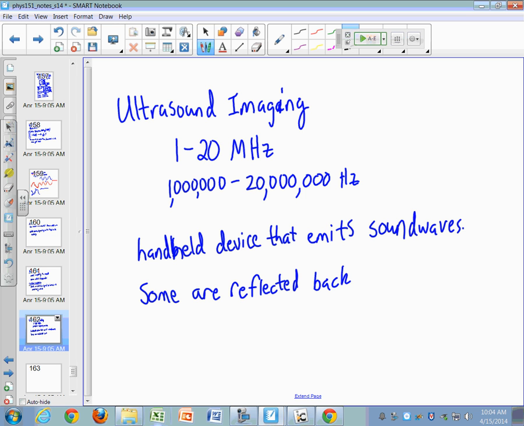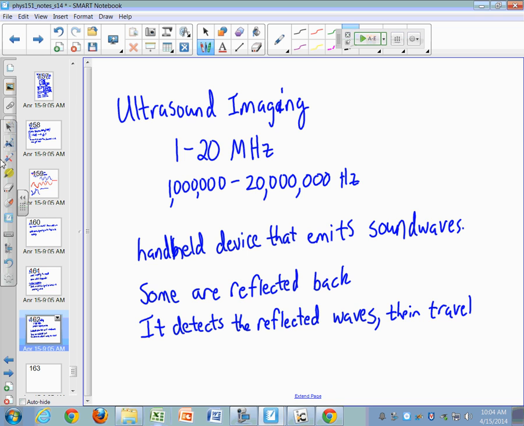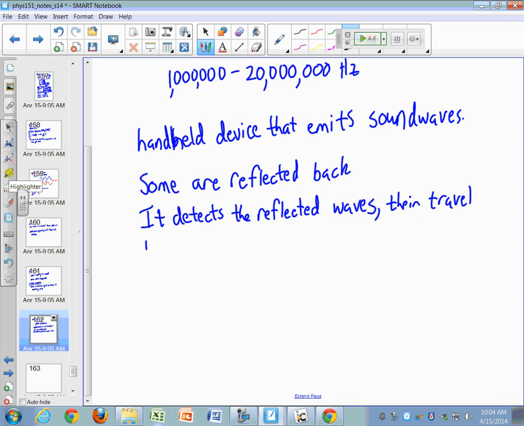And it measures or detects the reflected waves, their travel time, and calculates penetration depth.